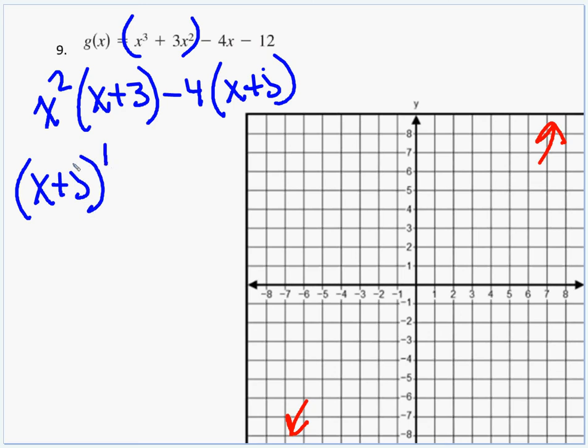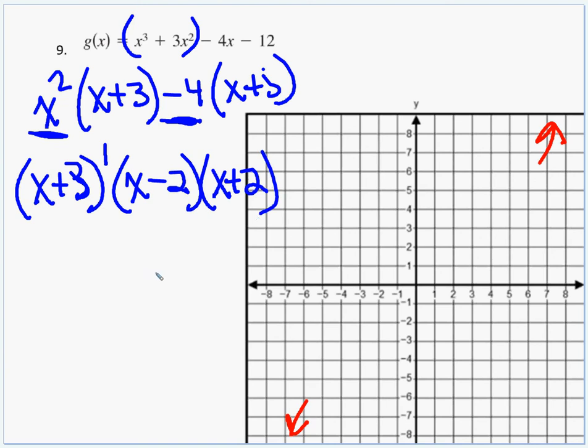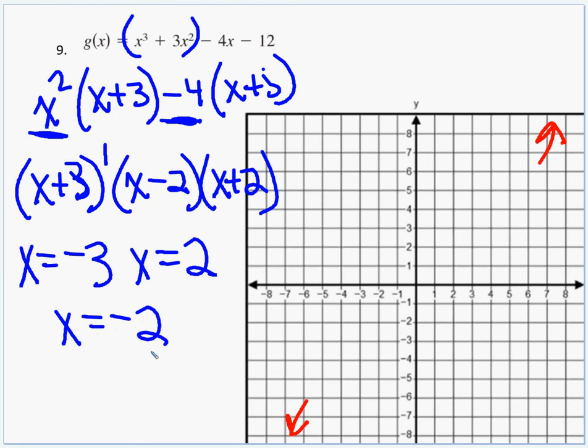Okay, so we've got 3 x-intercepts: x equals negative 3, x equals 2, and x equals negative 2. All of these are first power, so at each of these we will cross the x-axis. We're going to cross at 3, we're going to cross at 2, and whoa, we're going to cross at 2, and we're going to cross at negative 2.